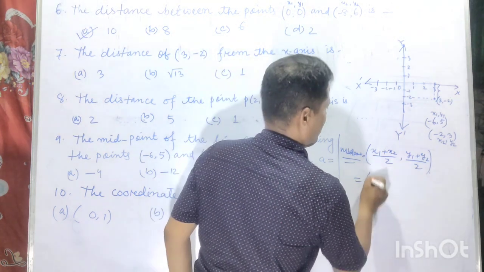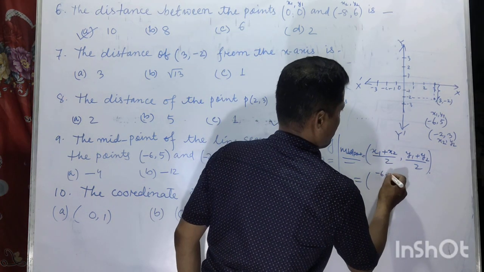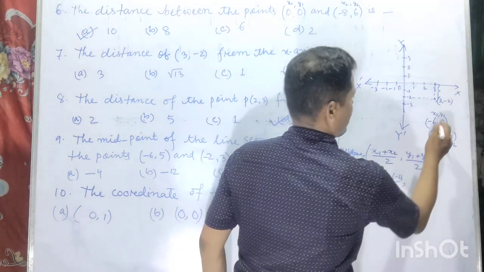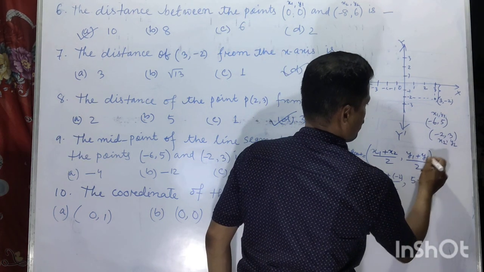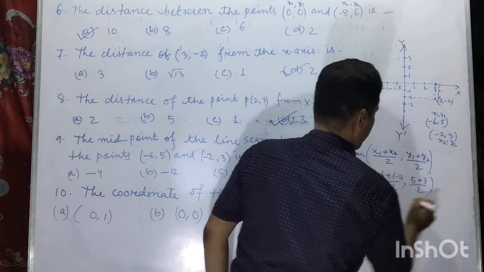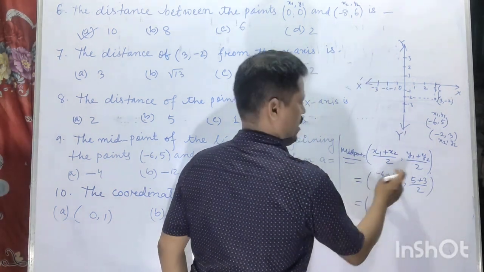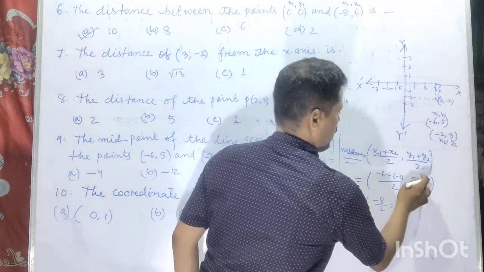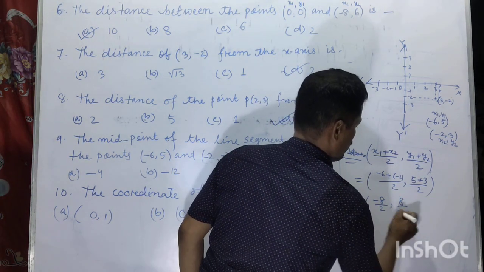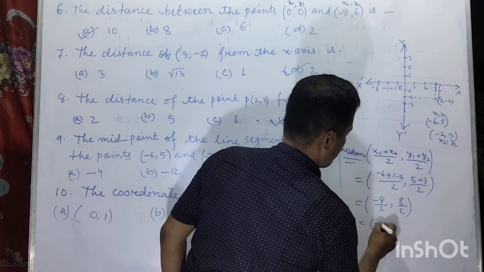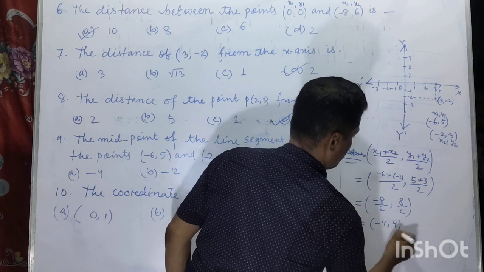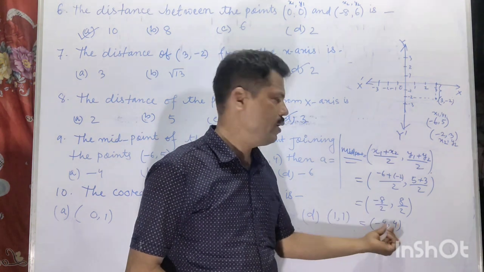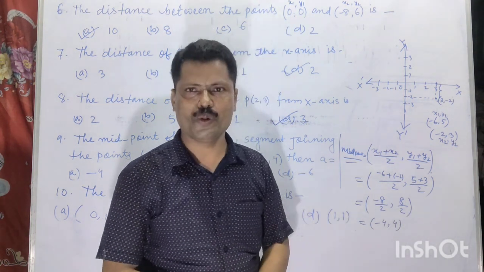So here x1 is -6 plus x2 is -2 divided by 2 comma y1 is 5 plus y2 is 3 divided by 2. So here -6 and -2, that is -8 divided by 2 comma 5 plus 3, that is 8 divided by 2. Then what will we get here? This one will be -4 comma 4. If we cut this 8 by 2, then we get 4.